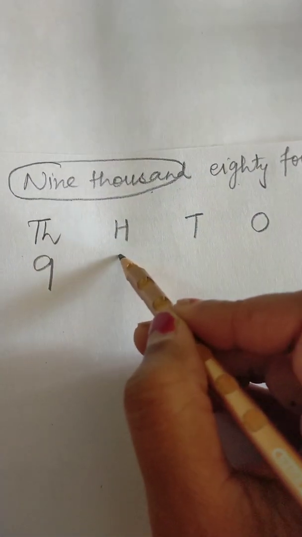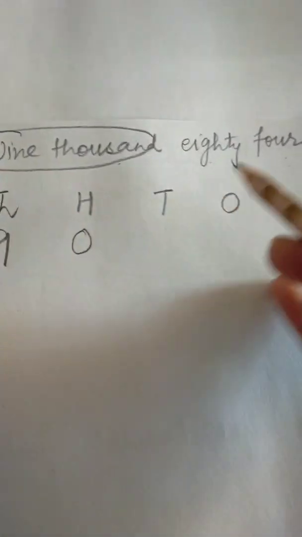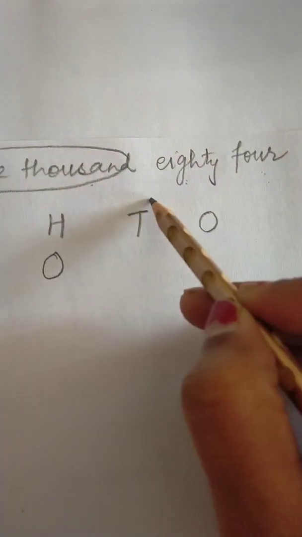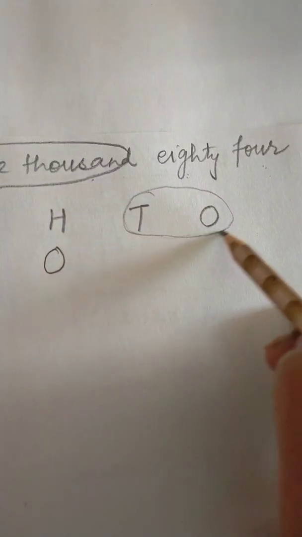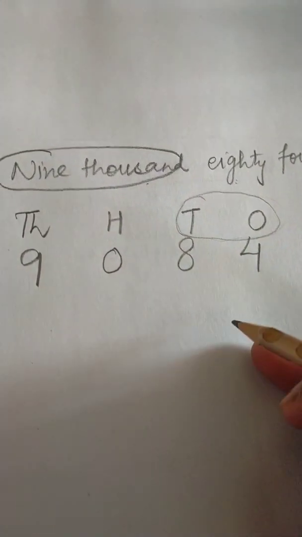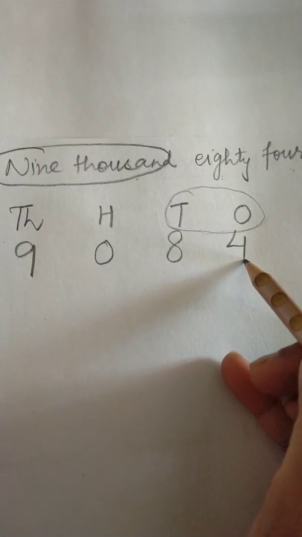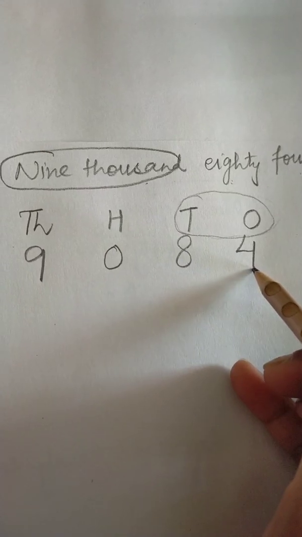So under the 100 we will write 0. Then 84. These both are the best friends. How will 84 be written here? 8 and here 4. So it is 9084. Like this we have written the numeral form.